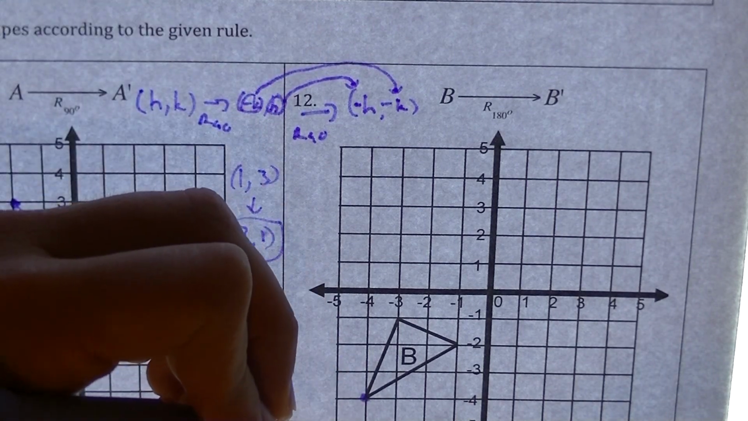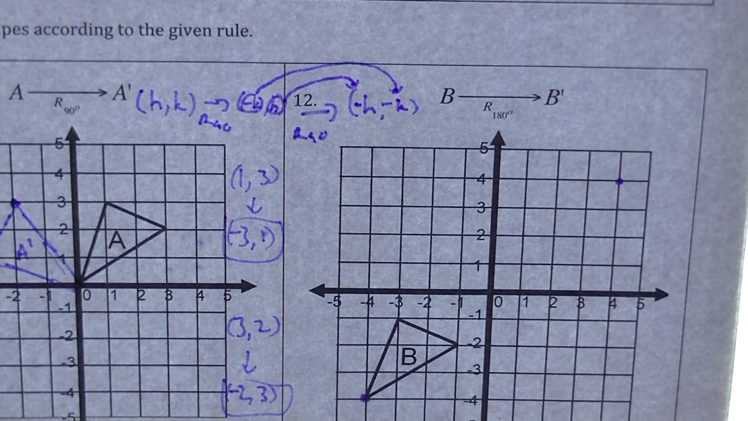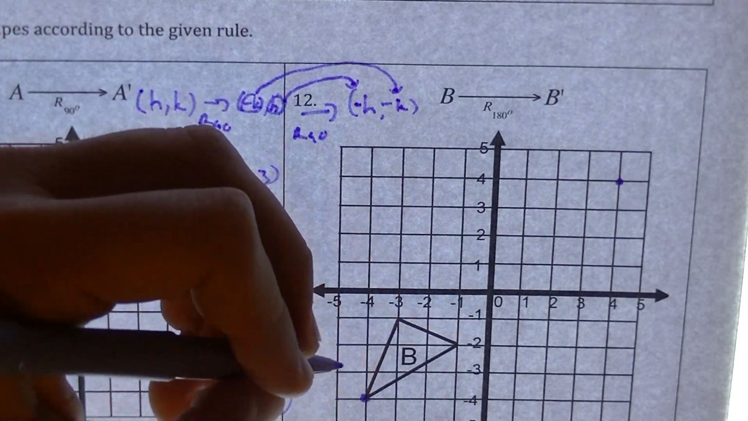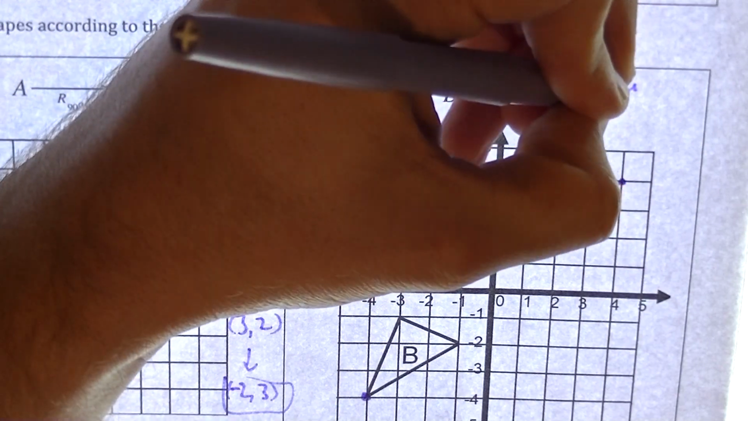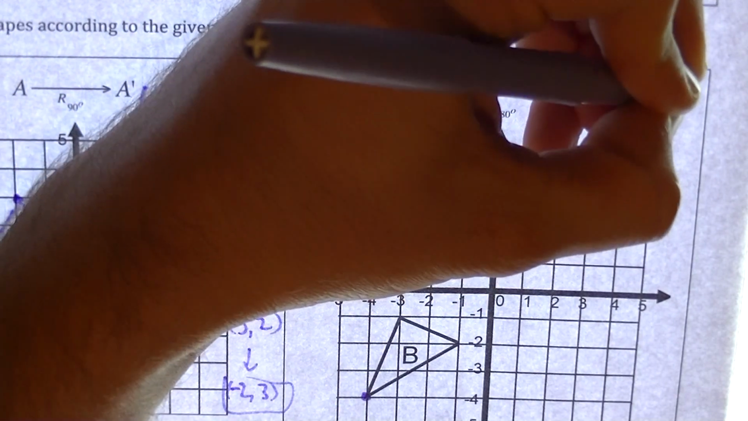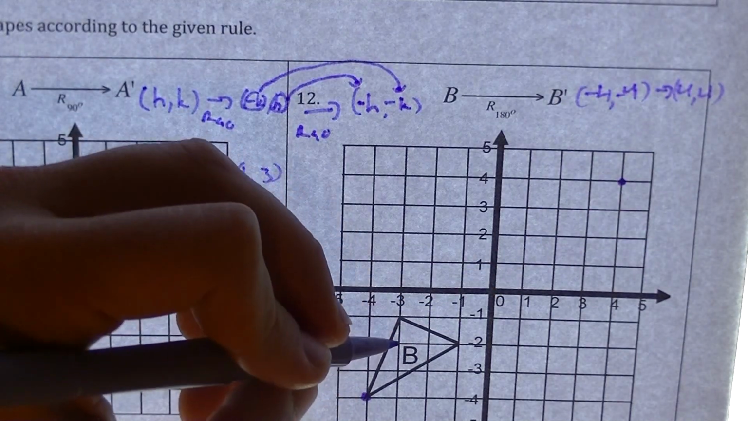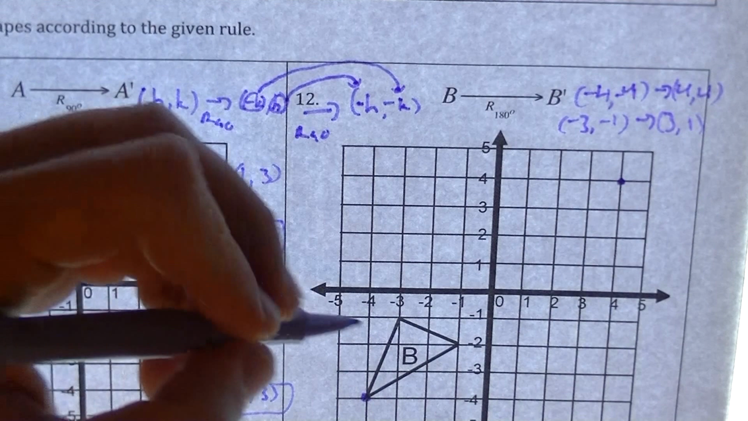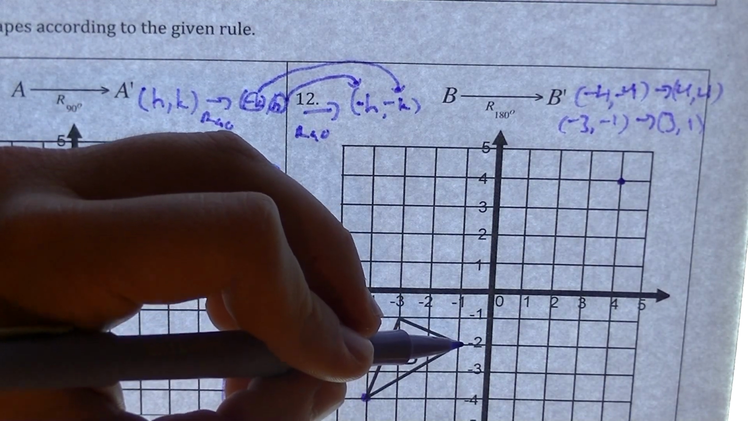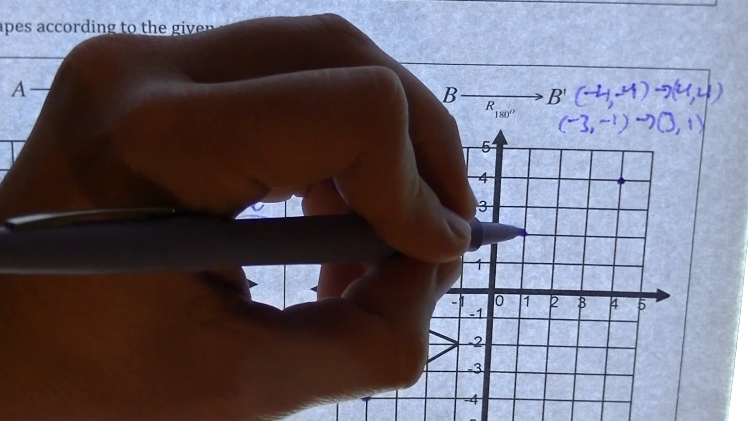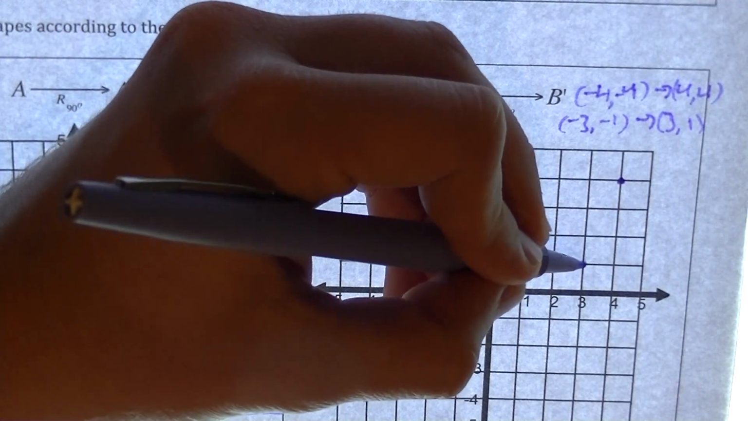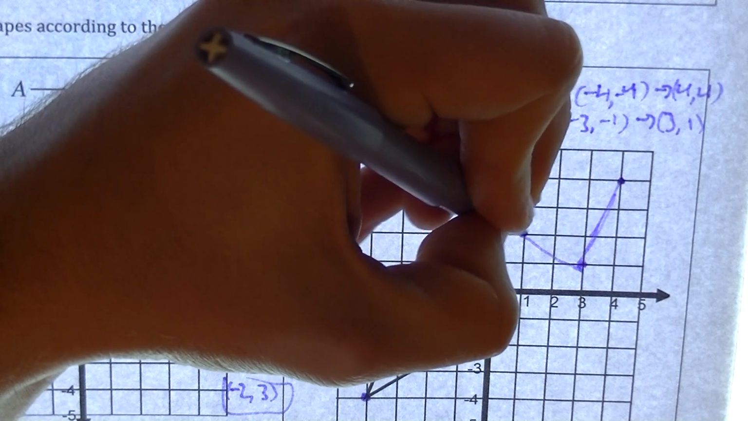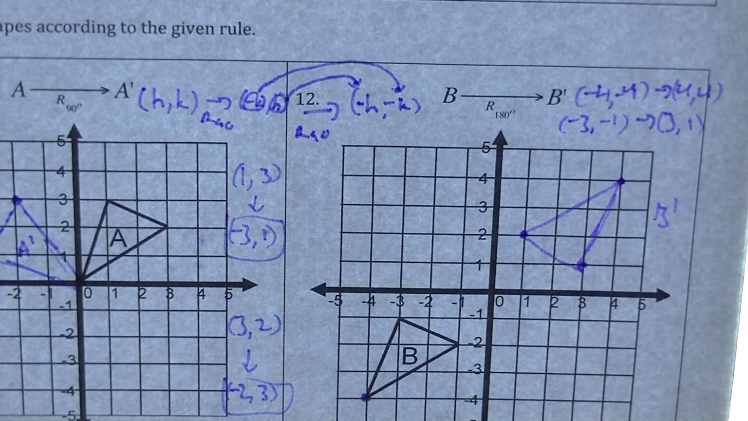So this is at negative 4, negative 4. It'll be at the point 4, 4. Sorry, negative 4, negative 4 will bring me to 4, 4. The point negative 3, negative 1 will now just become 3, 1. And the point negative 1, negative 2 will just become 1, 2. And what was it? 3, 1. Here is B prime.